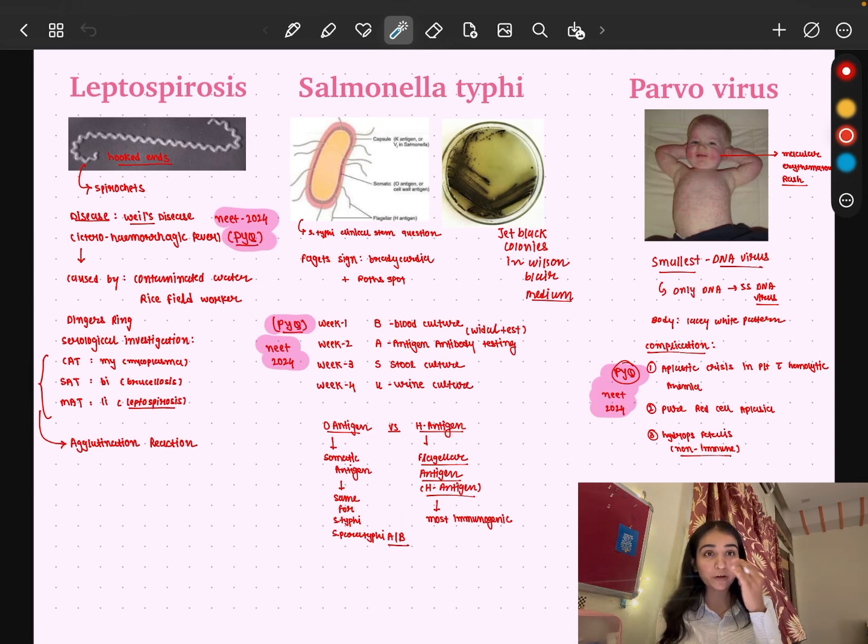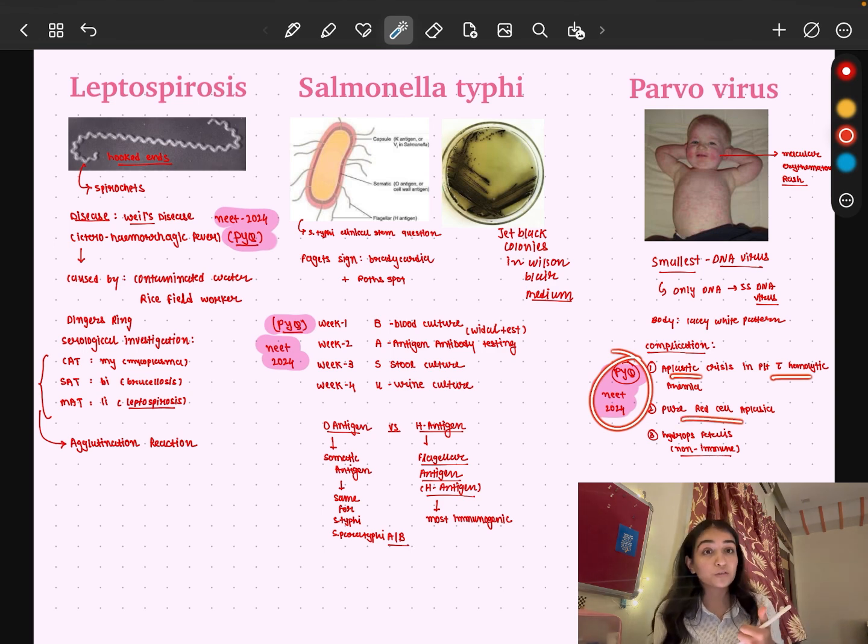So in parvovirus, in NEET 2024, what was the question asked? They asked that a patient has sickle cell and then they have aplastic crisis. So which virus causes aplastic crisis in sickle cell patient? So it is your parvovirus, right? Aplastic crisis in any patient of hemolytic anemia. Sickle cell was given in NEET 2024.